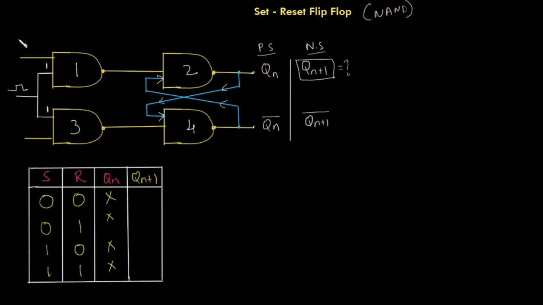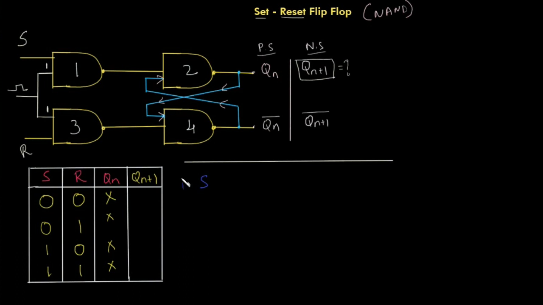So S is applied here and R is applied here. S stands for set and R stands for reset. Now let's see how this thing works. For this, you can take four cases. So this is case 1. Case 1 is nothing but for S equal to 0.